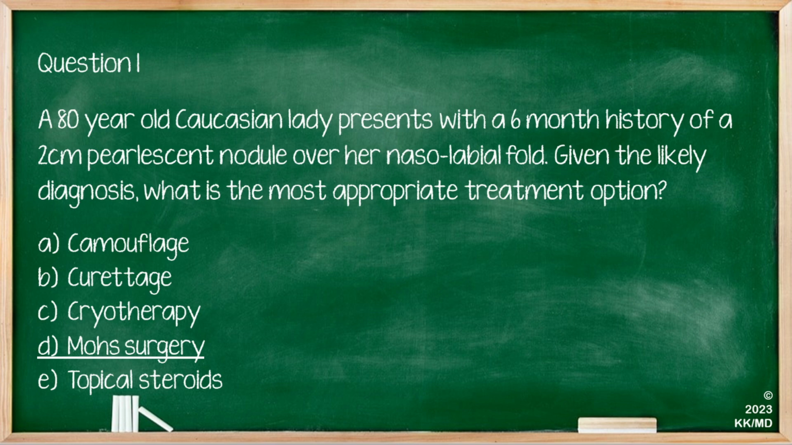Option A is completely irrelevant. Doing camouflage or makeup is not going to take the problem away. Curettage and cryotherapy are potential options. However, they're not the gold standard and the first line treatment that you should be offering the patient. And topical steroid won't make any difference in the treatment of the cancer. So the correct option is option D.